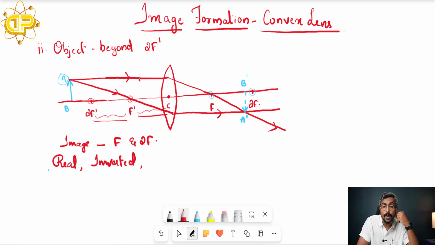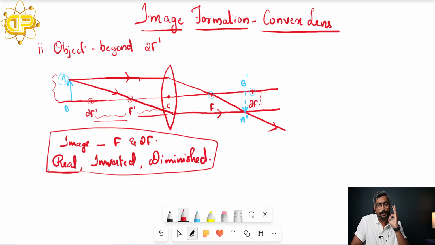And the next thing is, what about the size? You can see this AB is a bit larger than A dash, B dash. It is a bit larger. So you can say, which one is larger? The object is larger than the image. So you can say it is diminished, but it is not highly diminished, but it is diminished.